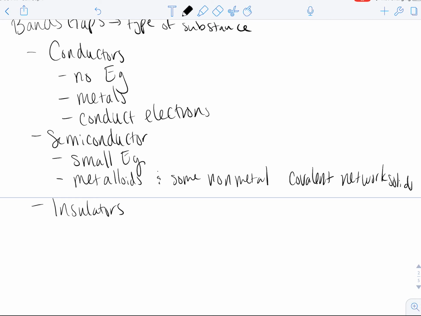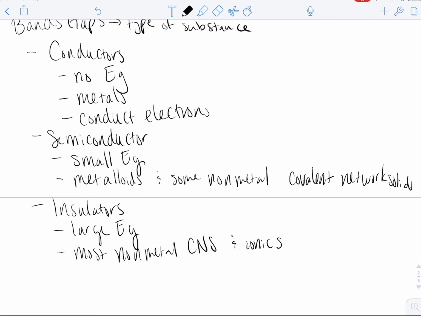And here we have a large band gap. And these are going to be most non-metal covalent network solids. I'm just going to be lazy, CNSs. And ionic solids. Okay.